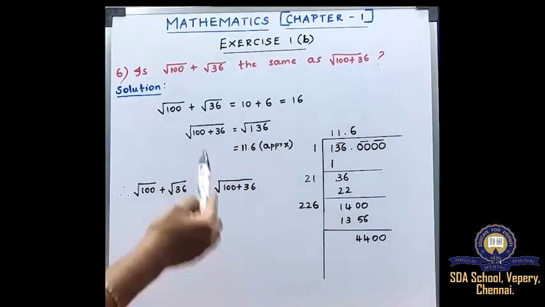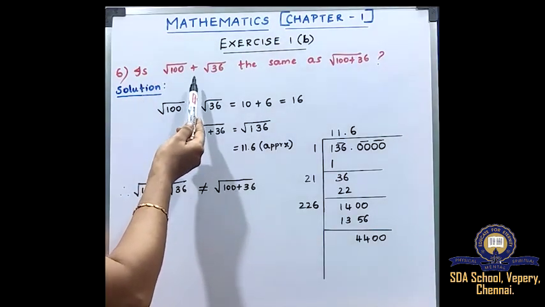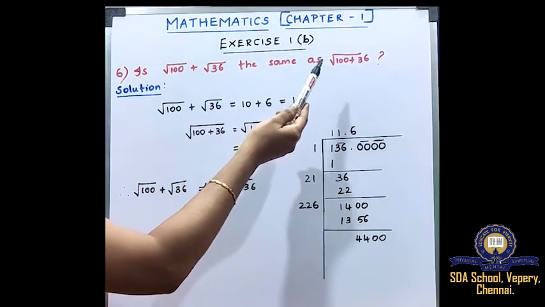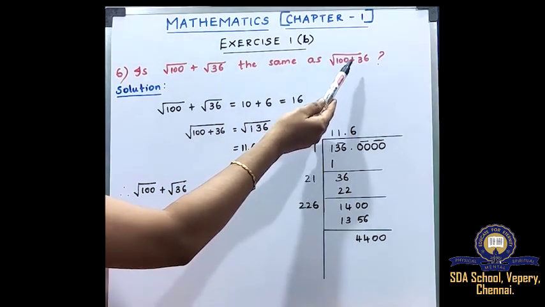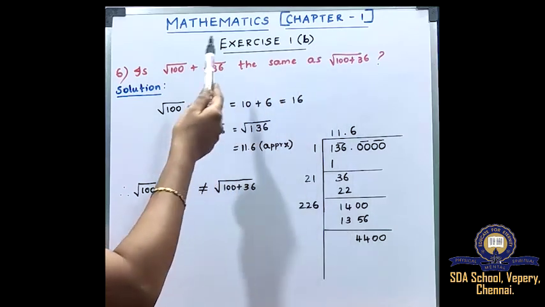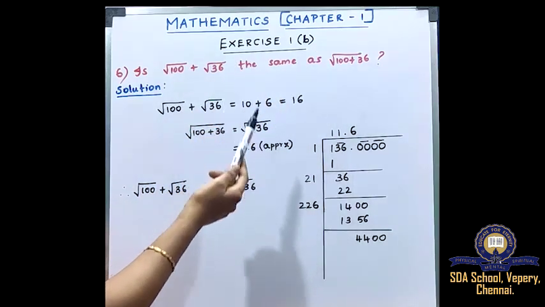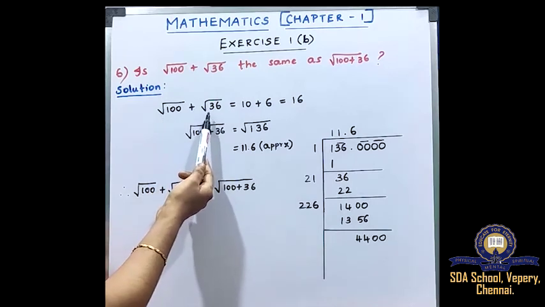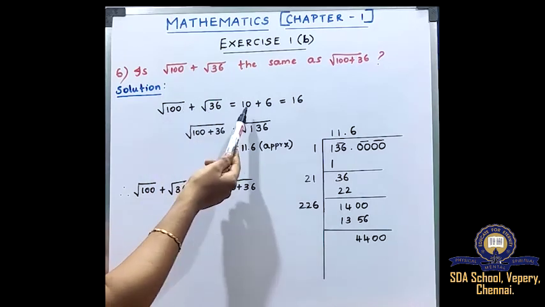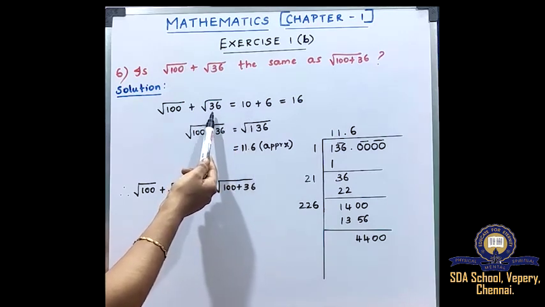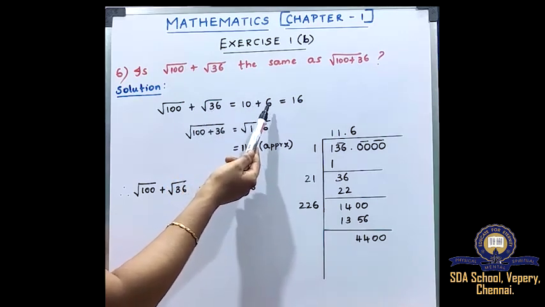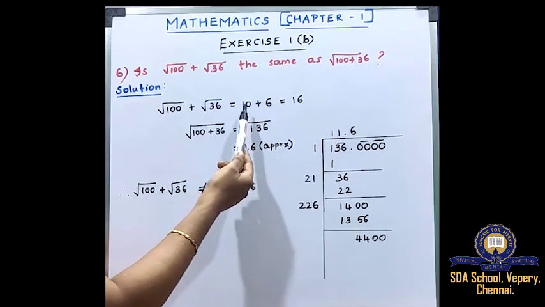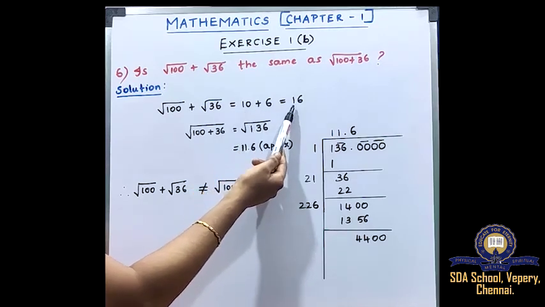So, the next question is, is root 100 plus root 36 the same as root of 100 plus 36? They are asking us whether the two given numbers are the same. The first number is root 100 plus root 36, right? Root 100 can be written as 10, since 10 into 10 is 100. Likewise, root 36 can be written as 6, since 6 into 6 is 36. So, when you add these two terms, you will get 16.